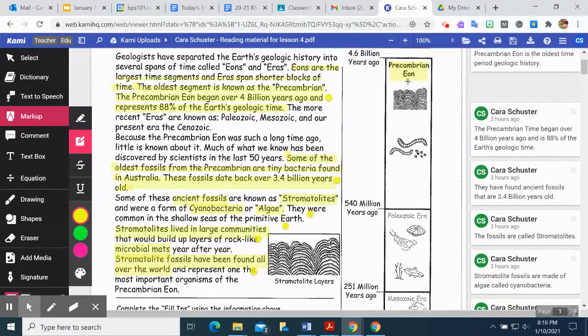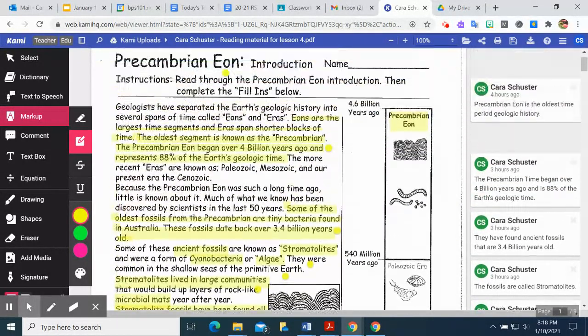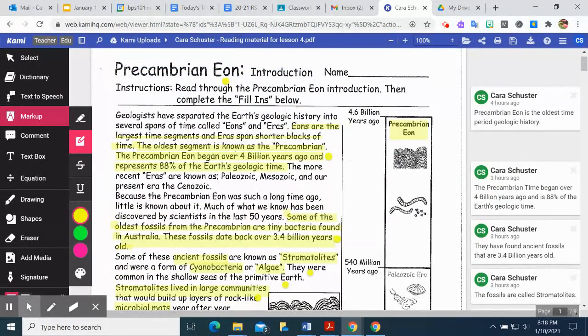All right, and also on the side here, we have a timeline that can help us out, and we've been studying timelines, so that should be helpful for you too. I've highlighted the Precambrian eon, and they've put the little animals and things here that were prominent or important during that time or that were alive during that time.